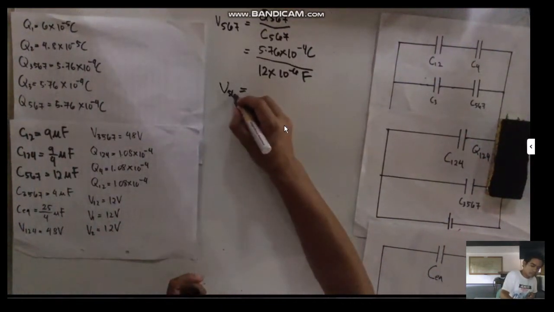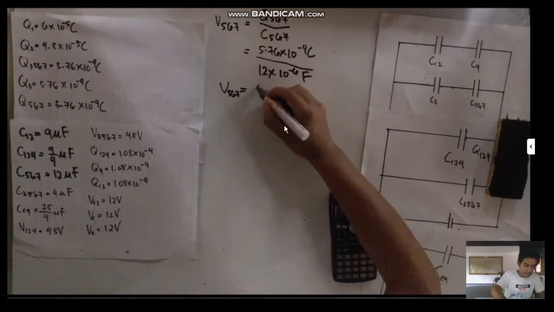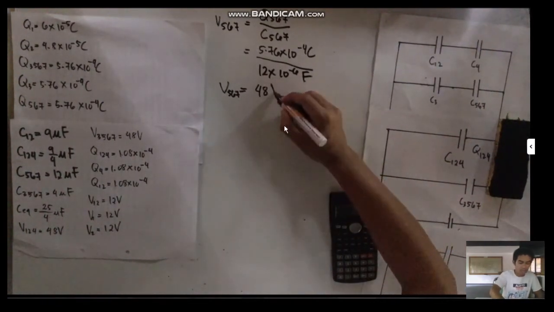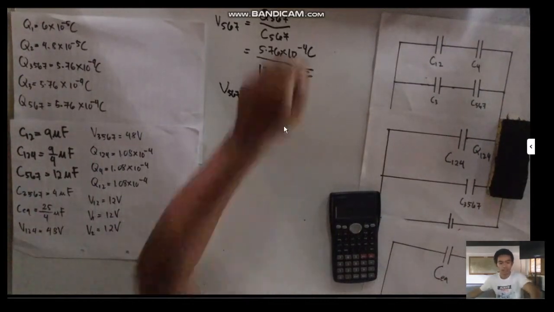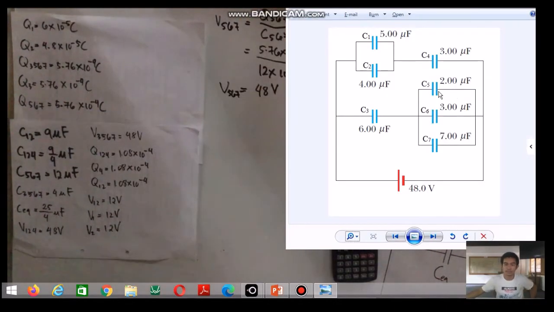Then the equivalent voltage of 567 is equal to 48 volts. Alright, 48 volts, and look at the diagram. C5, C6 are connected in parallel, right? So C5 will experience the same amount of volts, the equivalent voltage of 567, which is 48 volts. So V6 is also 48 volts, and V7 is also 48 volts.